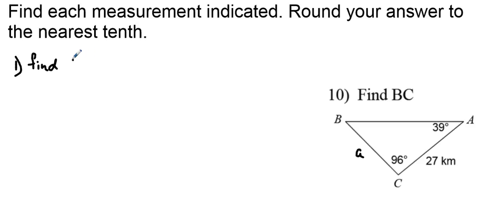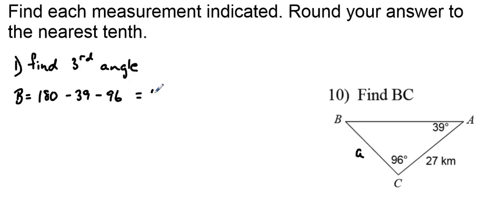the third angle. If you have two angles, you basically have the third one. The third angle is angle B. In order to find angle B, we are going to do 180 minus 39 minus 96. And 180 minus 39 minus 96 is 45 degrees. So I can write that in there. So now I have angle B and I have side B. And we're asked to find side A.